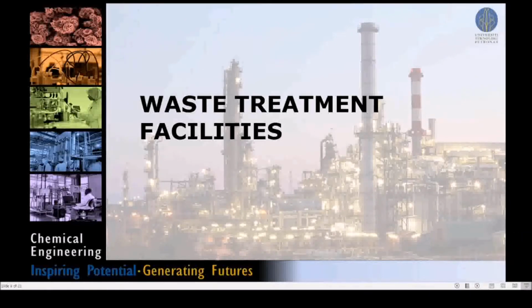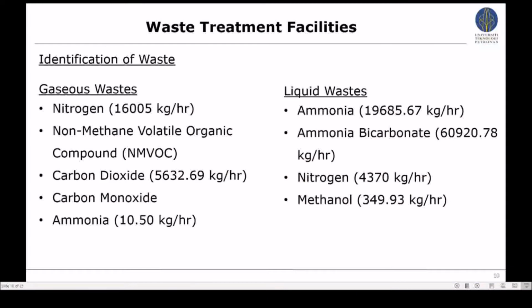The ultimate objective for the waste treatment is the protection of public health in a manner that considers environmental, economic, social, and political concerns. Generally, there are three forms of waste that will be produced from a chemical plant, which are solid, liquid, and gas. However, in the production of methanol and ammonium sulfate from flue gases, there are two types of waste produced, which are gas and liquid waste.